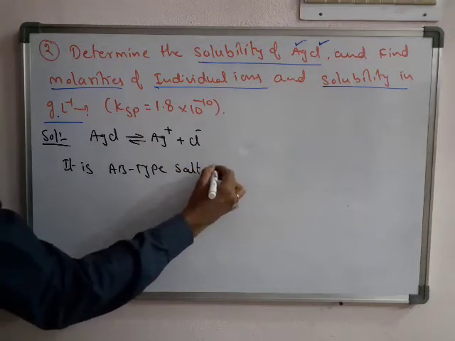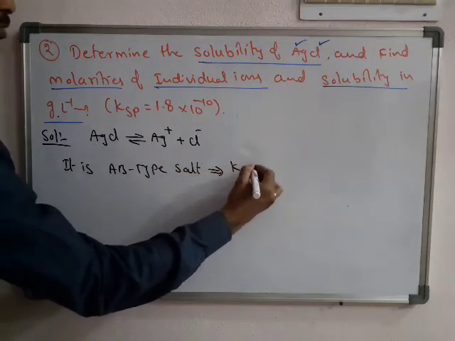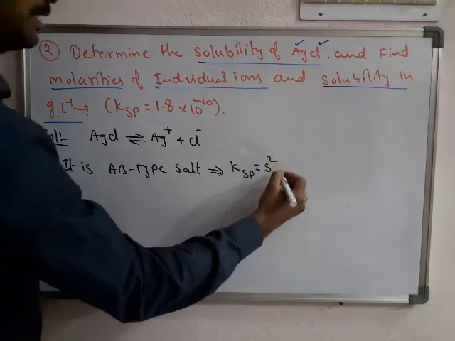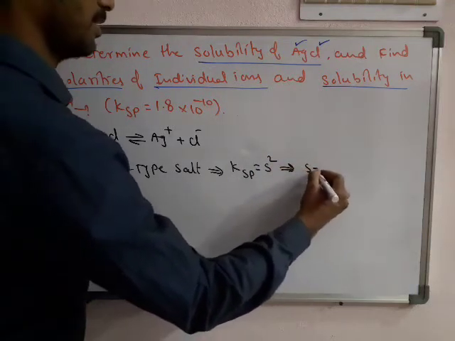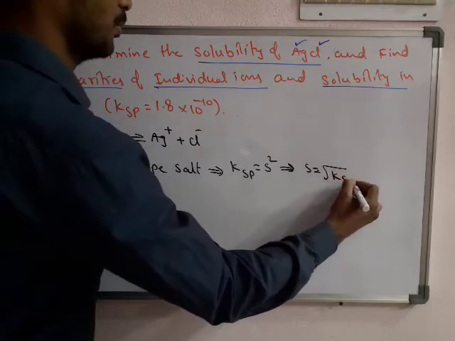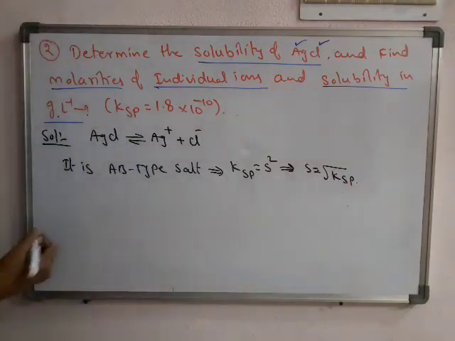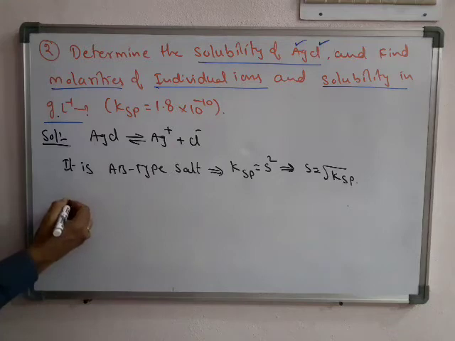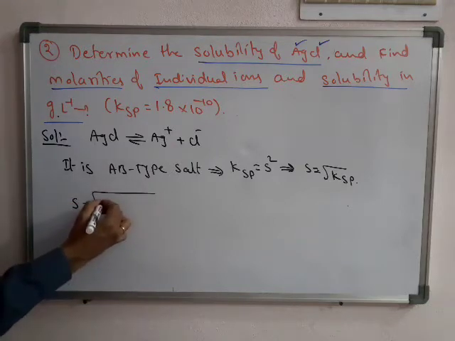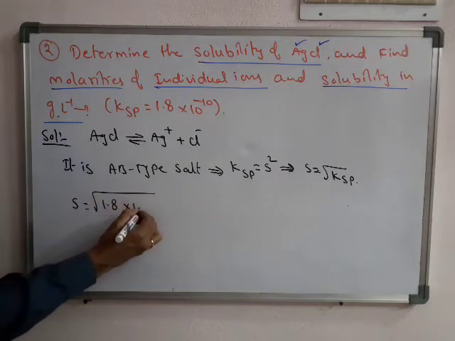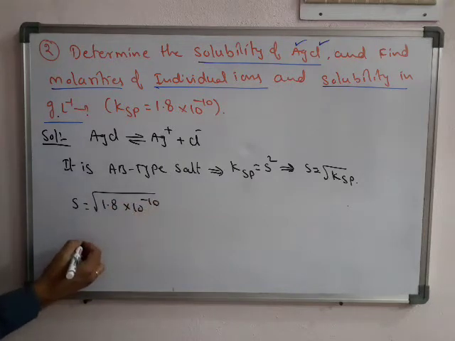AB type of salts means we know Ksp is equal to S square. And yes, just now we did it, S is equal to root Ksp, so they are in 1:1 ratio. S equals root Ksp means S equals root of 1.8 into 10 power minus 10.